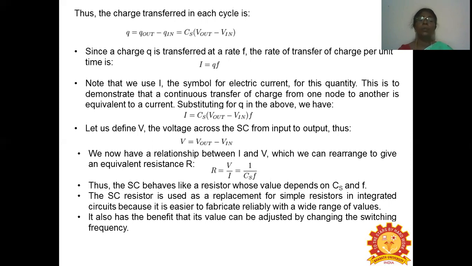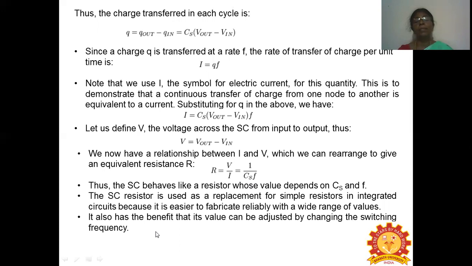So here the switched capacitor behaves like a resistor whose value always depends on the capacitance and frequency value. So R is inversely proportional to the capacitance value Cs and frequency value F. Whenever the frequency value increases, the resistance value decreases, and also whenever the capacitance value increases, the resistance value decreases.